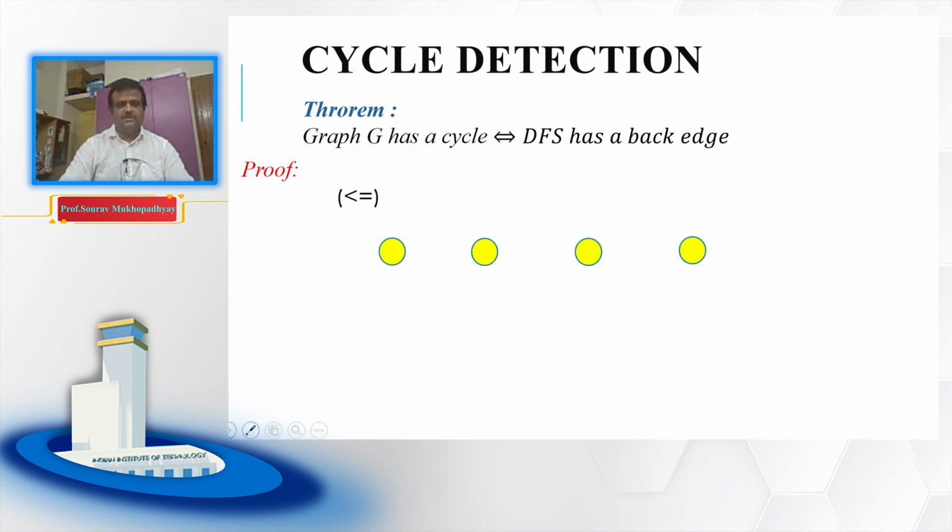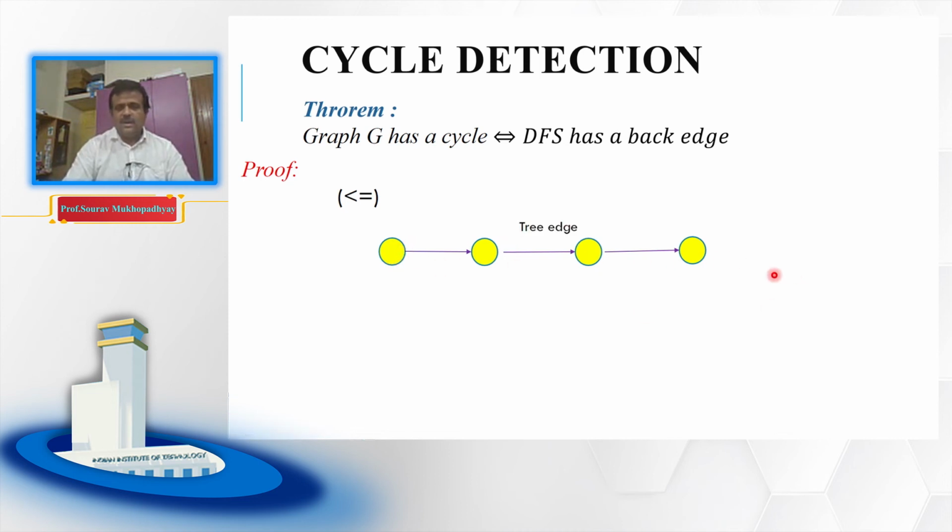Another part you can similarly prove. Suppose we have a graph, we run the DFS, we classify the edges, and suppose there is a back edge. These are the vertices, and these are the tree edges, and there is a back edge, meaning there is an edge from a vertex to its ancestor in this tree ordering.